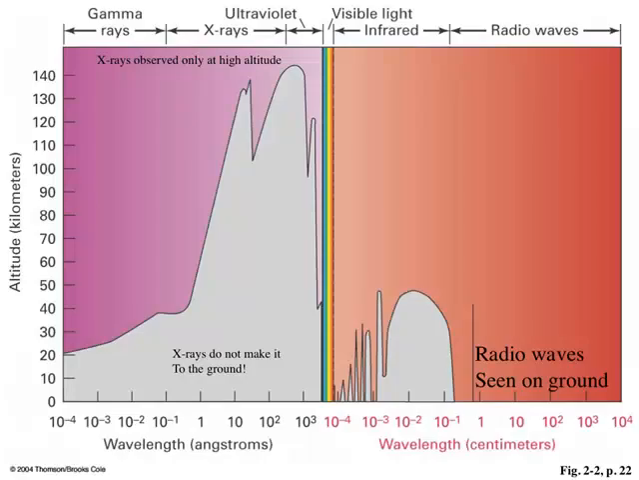This is just another way of illustrating it. This shows how many kilometers up or down the light gets to us. And you can see that X-rays don't make it to the ground. Gamma rays don't make it to the ground. Visible light does. And then there are some discrete types of visible light and infrared light that don't make it to the ground either, because there are specific types of molecules in the atmosphere that like to absorb this stuff.